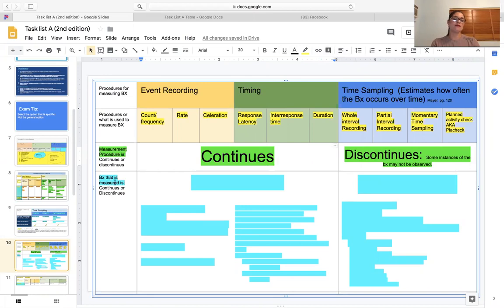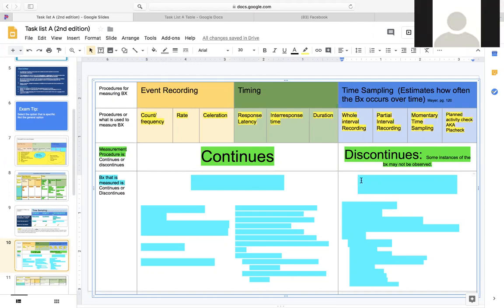Okay, the behavior that is measured is continuous or discontinuous. In a real question from the test, the key thing is you need to differentiate and ask, are they asking me about measurement procedures, or are they asking me about the behavior that is measured? When they're asking about measurement procedures, we already said it. Now, when they're asking about the behavior that is measured, is it continuous or discontinuous? I think you know the answer as well. What is the one for time sampling?